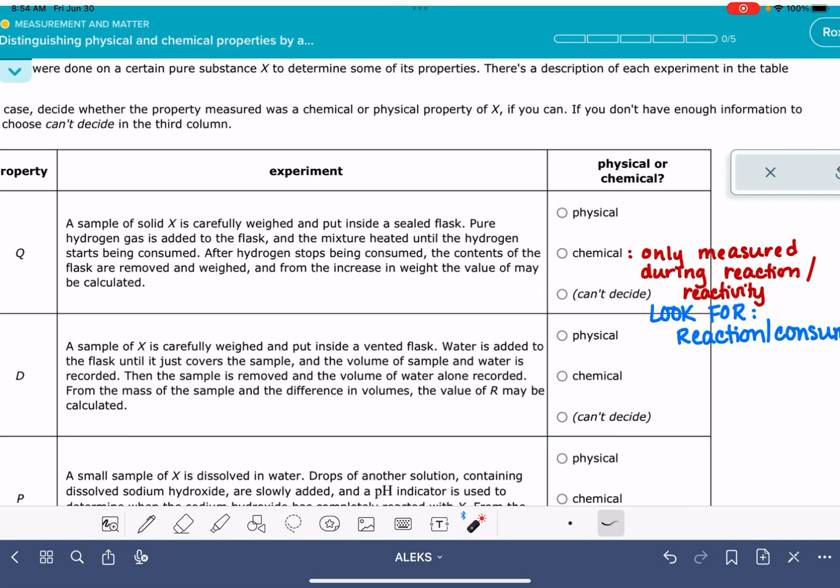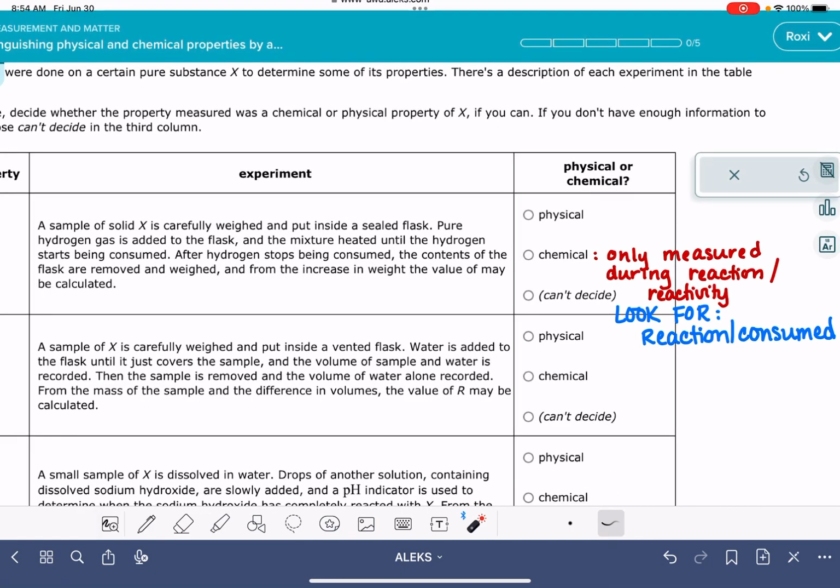So let's read experiment A. It says we have a substance that is weighed. Weighing is an example of a physical property. It's put inside a sealed flask. Putting something somewhere is definitely not a chemical reaction. Hydrogen gas is added. The mixture is heated. Heating by itself is a physical thing, not a chemical reaction.